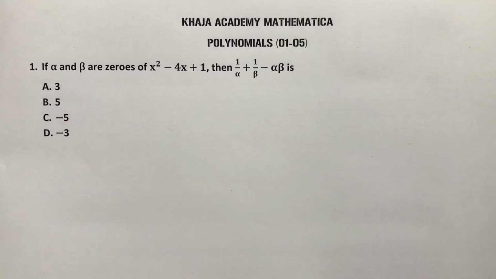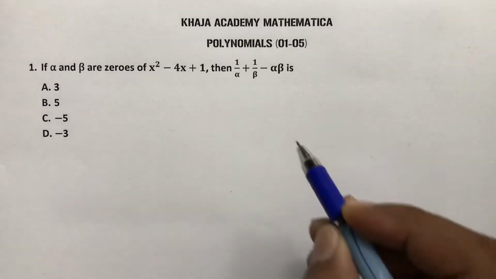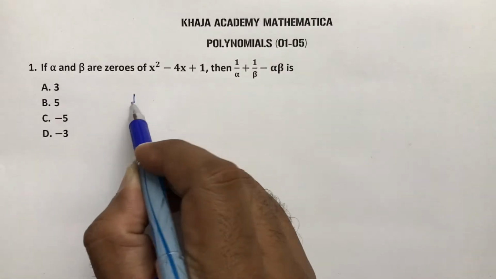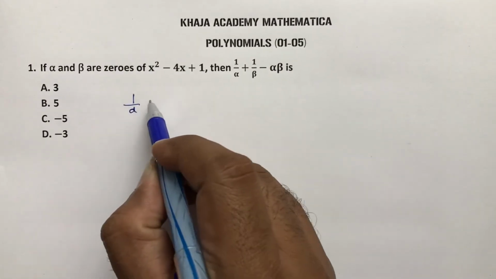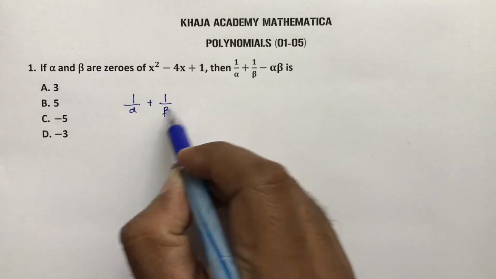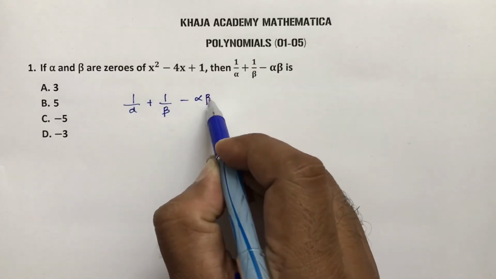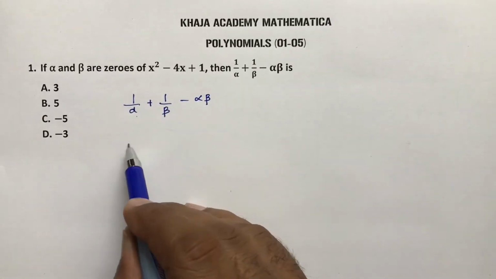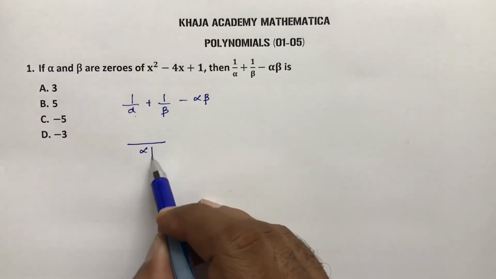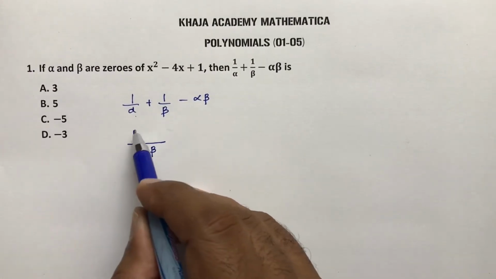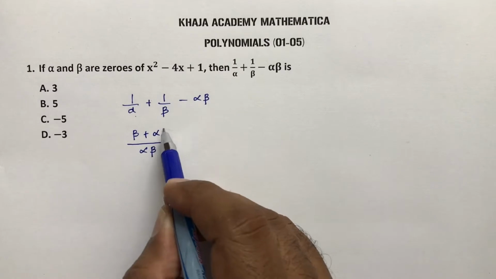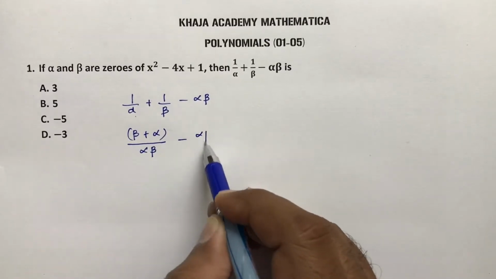If alpha and beta are the zeros of x square minus 4x plus 1, then 1 by alpha plus 1 by beta minus alpha beta. So here we need to find the value of 1 by alpha plus 1 by beta minus alpha beta. See, in this if I take LCM, alpha beta, here you'll get beta plus alpha minus alpha beta.